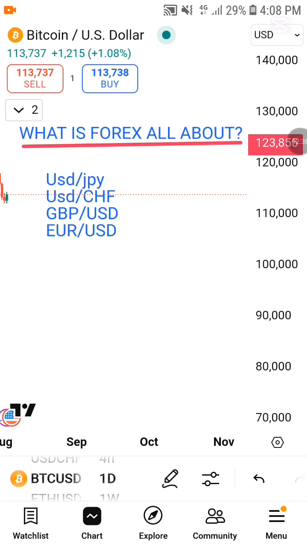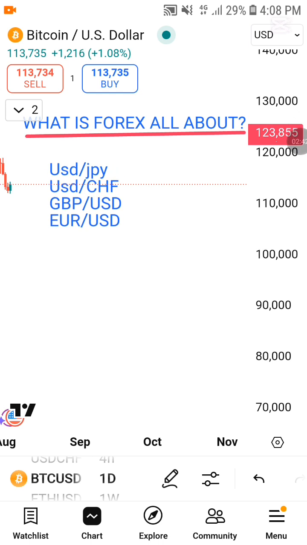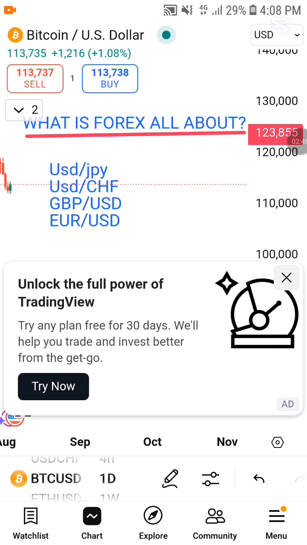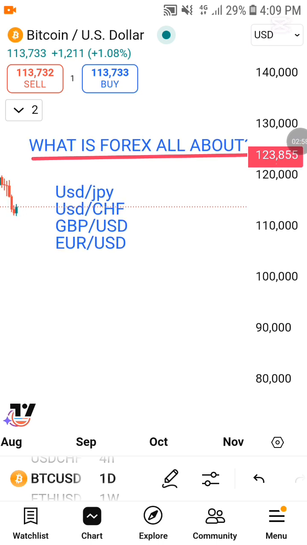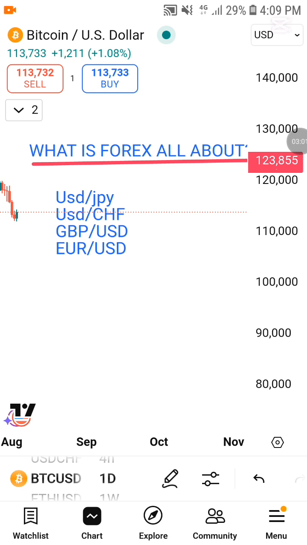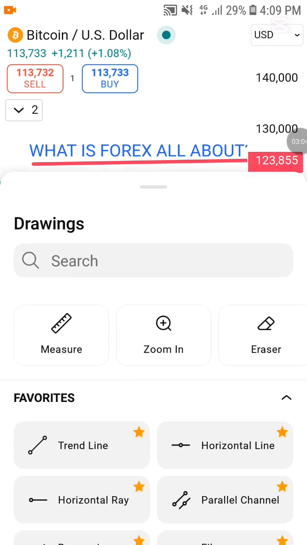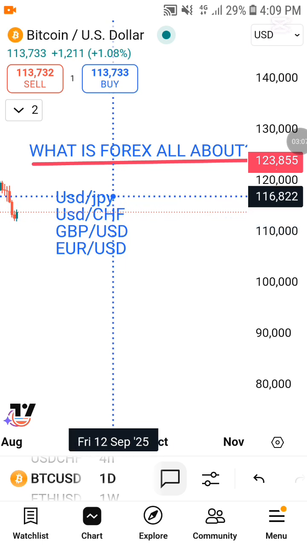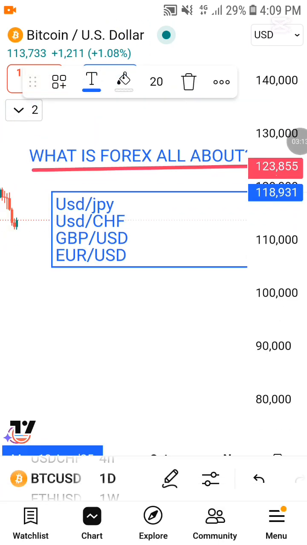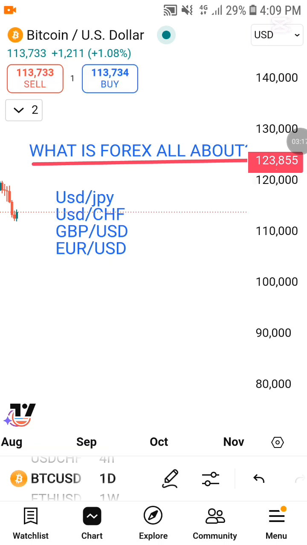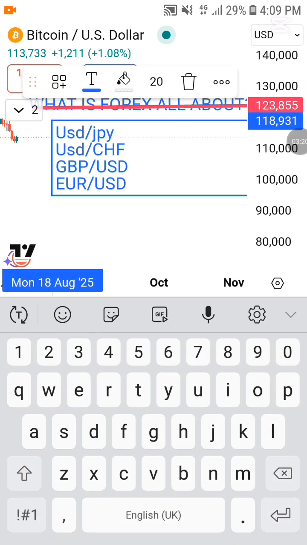The currency that came first is called the base currency, while the currency that came second is called the quote currency. What it means is how much of the quote currency is used to buy 1 unit of the base currency. For example, let me use number 1 as a case study. Let me mark it. This is number 1. I'm using number 1 as a case study.